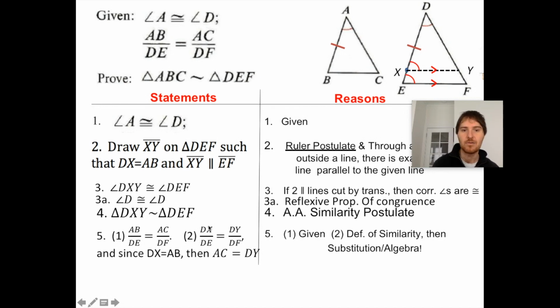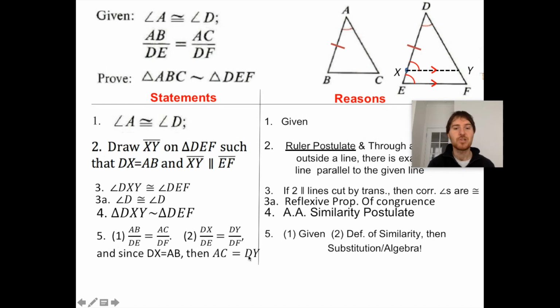Well, DY over DF equals DX over DE, and DX equals AB, right? They're the same thing. Okay, so what we can deduce here is because DF is in the denominator over here, and DF is in the denominator over here, and AC over DF is the same as DY over DF, right? It's like if we have this 5 over 8, let's say that DF is 8 and AC is 5, we have 5 over 8 here. This here is 8, what would DY have to be if they equaled each other? Well, DY also would have to equal 5, okay?